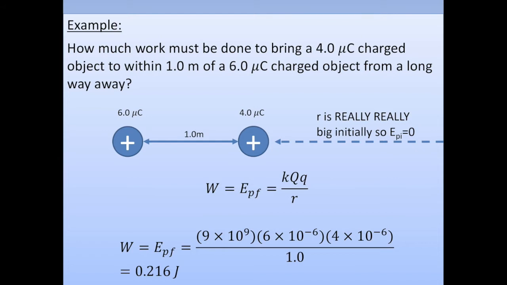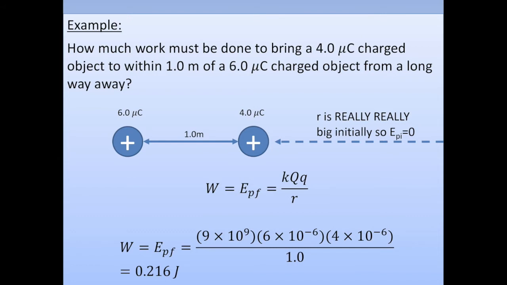Now, in this case, because the 4 microcoulomb charge was infinitely far away, we are considering this to have no initial potential energy because there was no meaningful interaction between the two charges. However, to move it to within 1 meter of the 6 microcoulomb charge, now there has to be some energy required to do that because these charges are both positive, which means they would naturally want to repel each other.